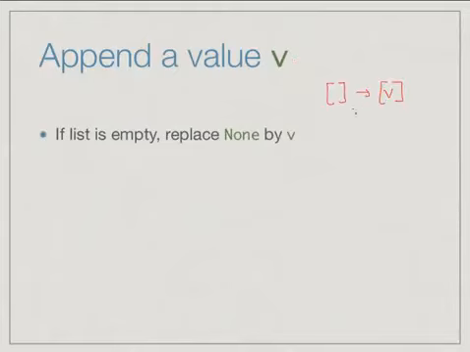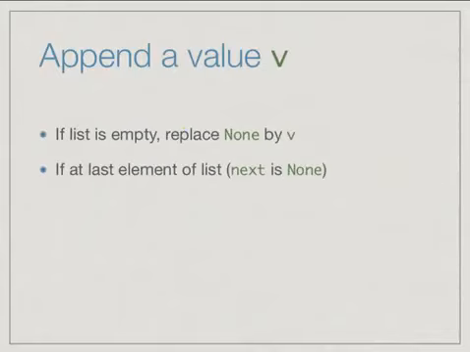Remember that in a singleton node, instead of none, we have the value v over here. So that's all we need to do. We need to just replace the none by v.